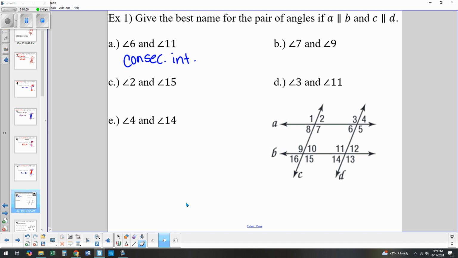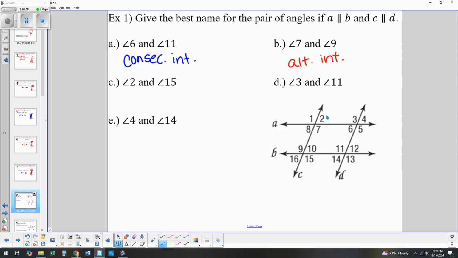Let's look at 7 and 9. 7 is here and 9 is here. They're between these two lines. And if I look at the transversal, they're on opposite sides. So that's going to be alternate interior. And I'm going to abbreviate these because once we're writing them that much, you're going to get very sick of it very fast.